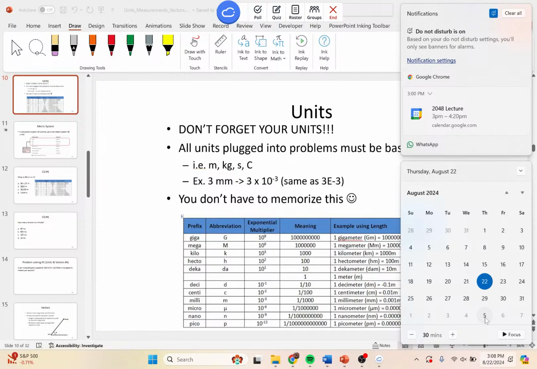Yeah? Any lab, discussion, class, anything after 2:30 is canceled on that day because of the football game.